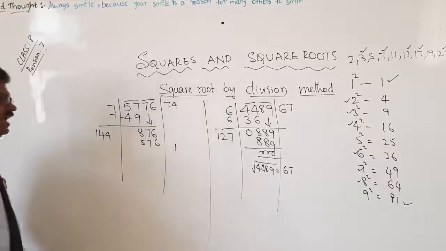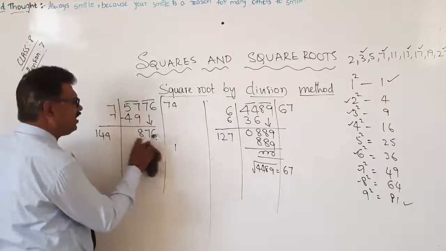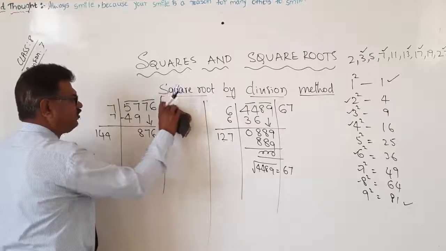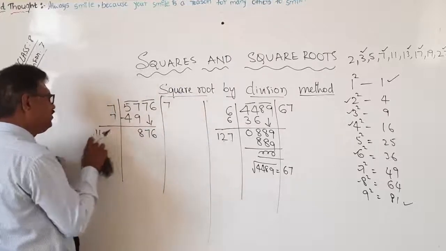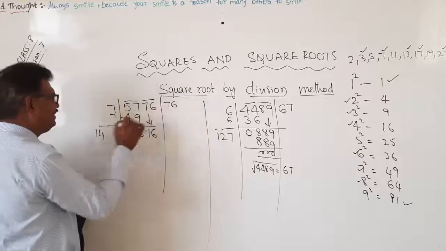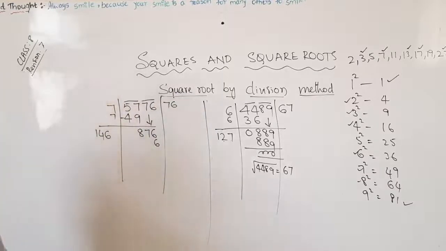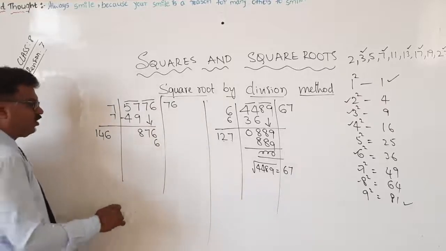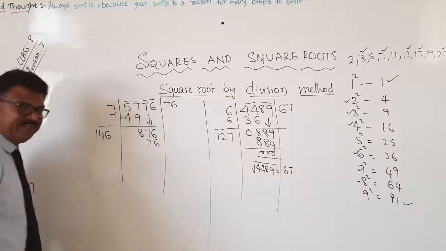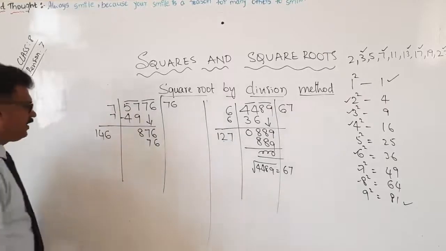Correct? The answer is correct, but this is not suitable for this. Therefore, 4 is not correct. Which is the correct answer? 6 is the correct answer. Now take 6: 36. 6 4s are 24. 24 plus 3, 27, 2. 6 1s are 6 plus 2, 8.